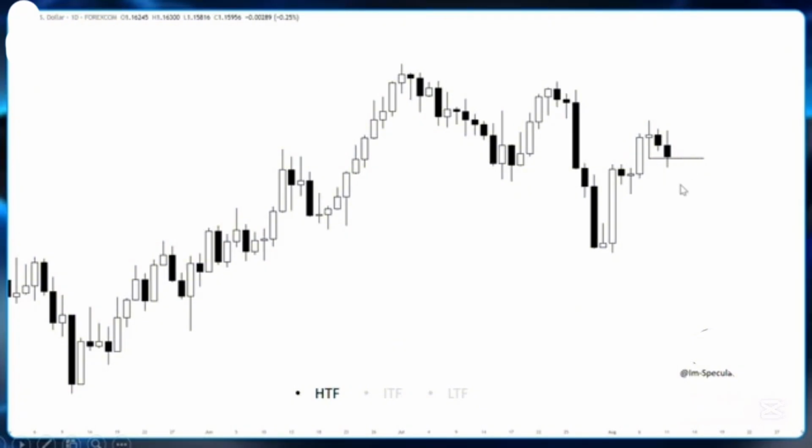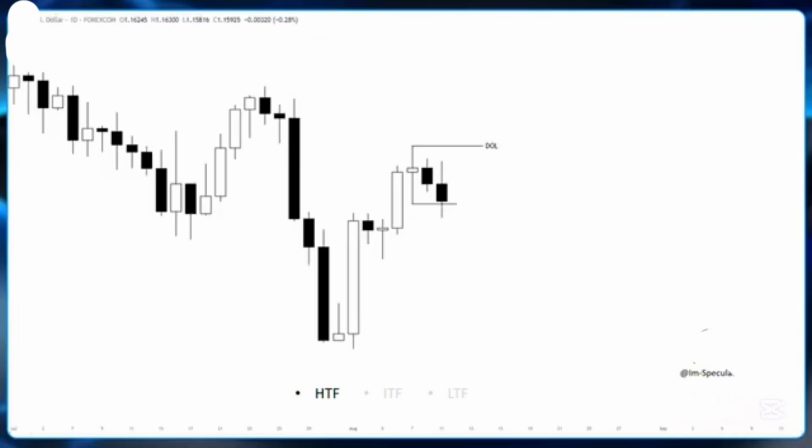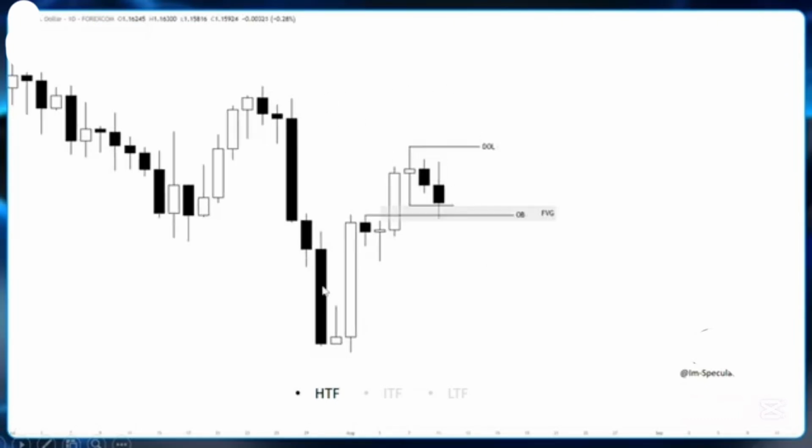Now, moving on to the third element on the higher time frame, draw on liquidity. Here's a quick question for you. What's our short-term draw on liquidity in this scenario? Exactly, the high of this candle. All right, that's our first draw on liquidity, and the second is this high right here. And finally, the fourth thing we analyze on the higher time frame is the key level. We've got this FVG and order block supporting price to push higher.